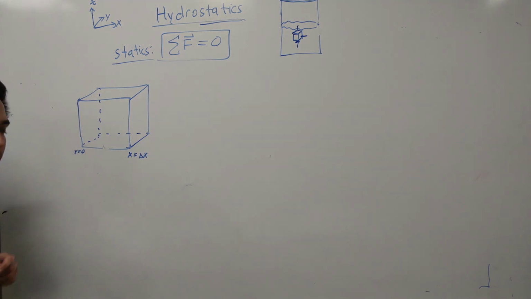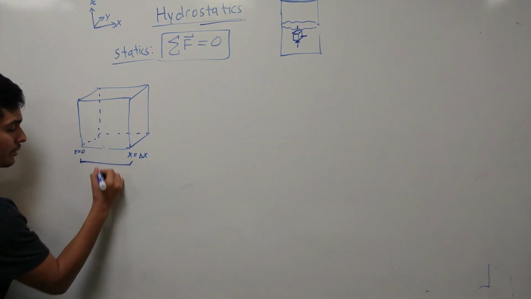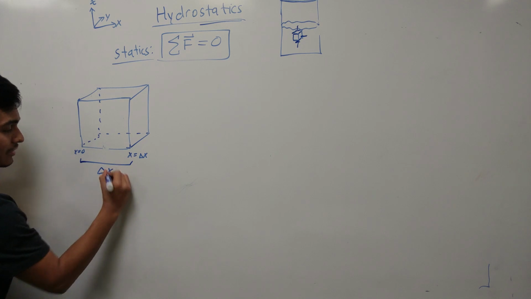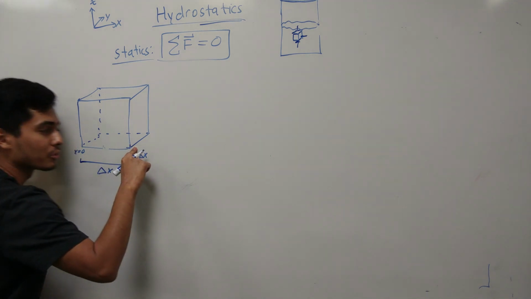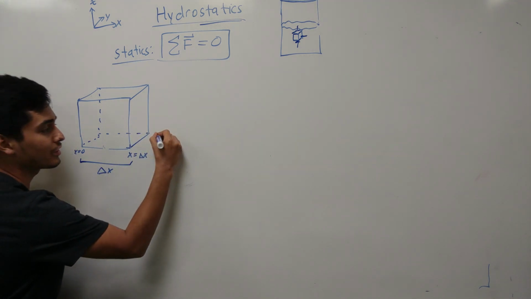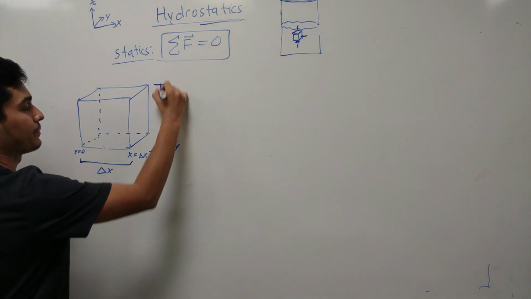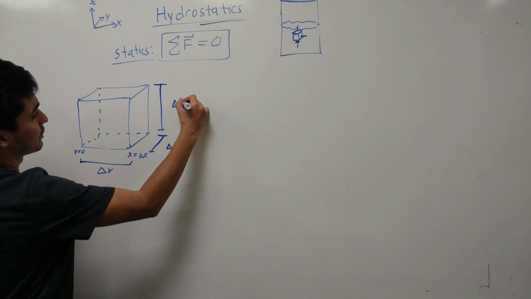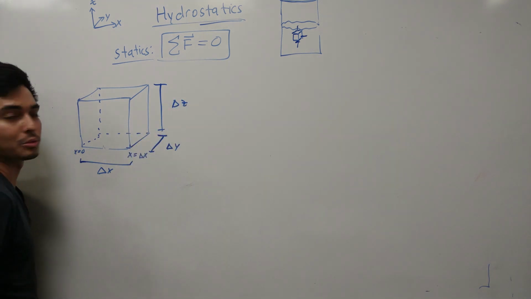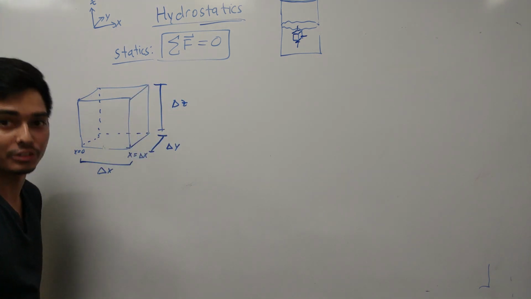Alright, can y'all see that? So this length is going to be delta x. Similarly, this will be y equals 0, and this will be y equals delta y. So this length will be delta y. And up here, you already guessed it, it's going to be delta z. So notice how this is z equals 0, and this is z equals delta z.